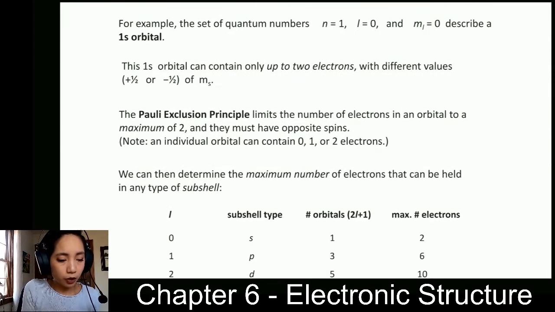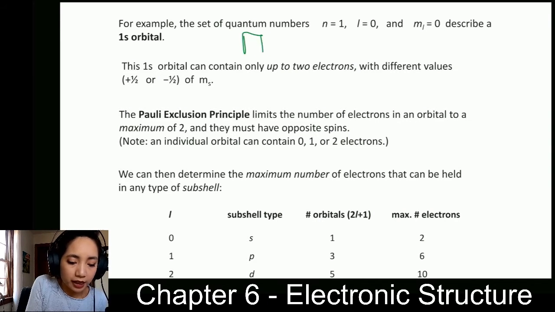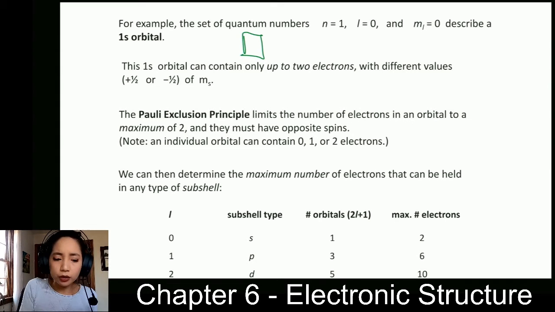All right, so we already talked about this, that a set of quantum numbers like n equals 1, l equals 0, ml equals 0 describes a 1s orbital. You can draw a box to represent that orbital, but it's spherical. If this is a 1s orbital, you can put 2 electrons, one up and one down, so each of them has a different ms value. And with Pauli's exclusion principle, since we limit 2 electrons per orbital, we can calculate how many electrons we can have within a subshell.